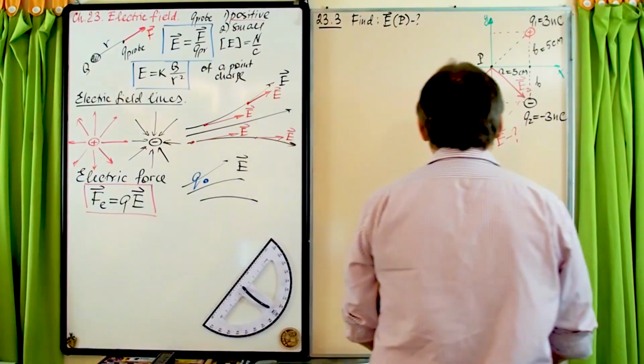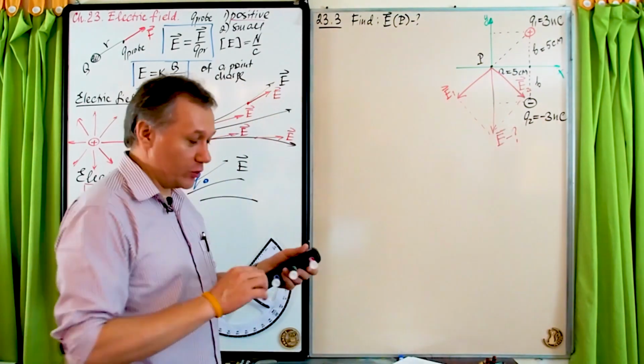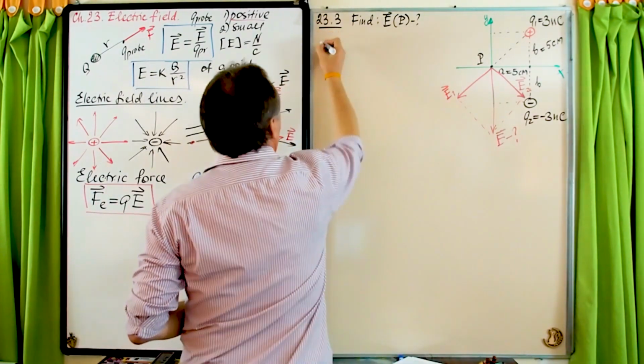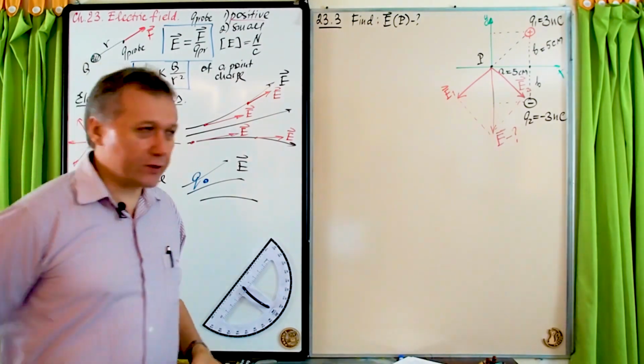Right. Okay, so now let's get into the details. I described what I'm going to do, right? So let's first find the magnitude, E1. And now I will move faster because at this point you're familiar with this procedure.